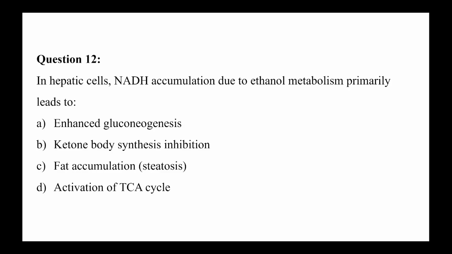In hepatic cells, NADH accumulation due to ethanol metabolism primarily leads to option A, enhanced gluconeogenesis, option B, ketone body synthesis inhibition, option C, fat accumulation, that is steatosis, option D, activation of TCA cycle.